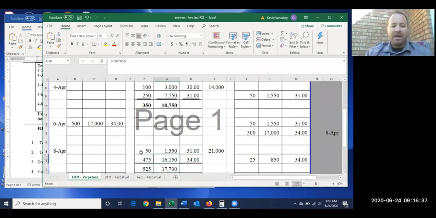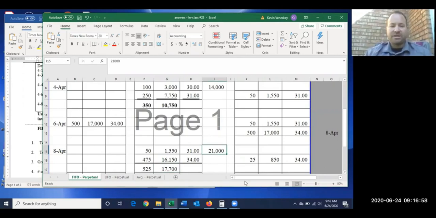I get that amount, and then I add up everything to make sure that I have calculated the right amount of sales. And yep, I have 525 here. It cost me $17,700. My sales total over here to the side to remind me what I actually sold.